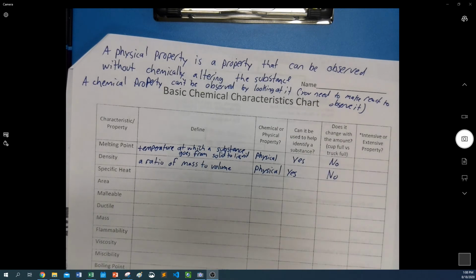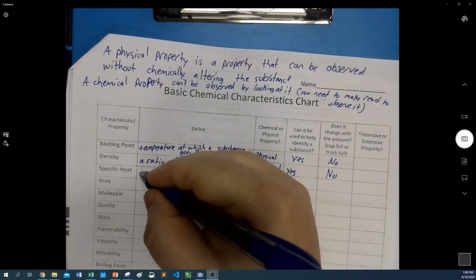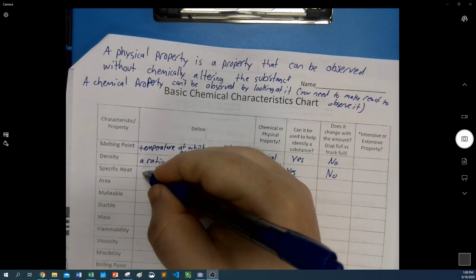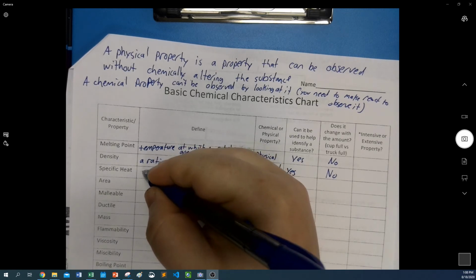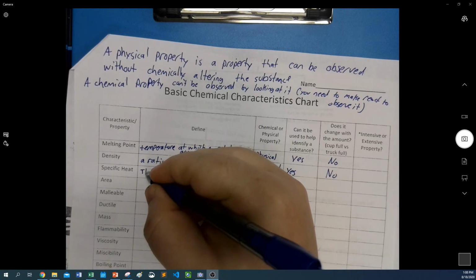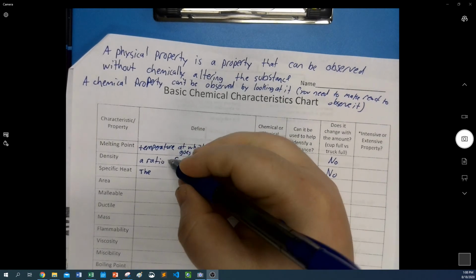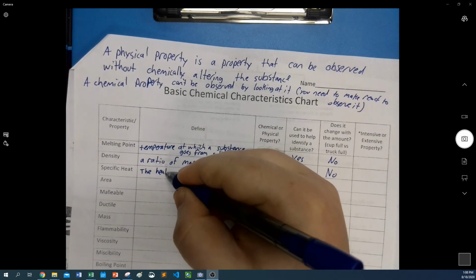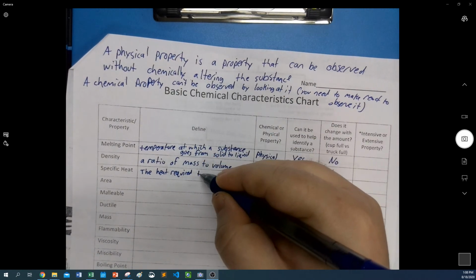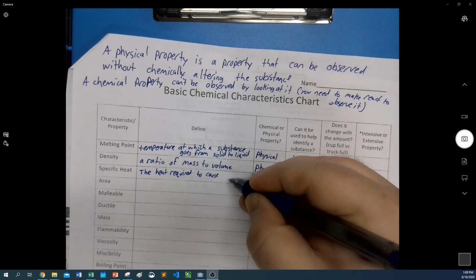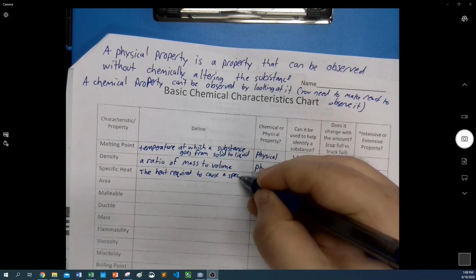Specific heat. It's the heat required to change temperature. There's a more formal definition of that, but this is good so far. The heat required to cause a specific temperature change.